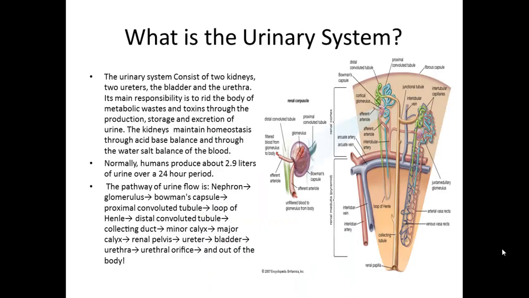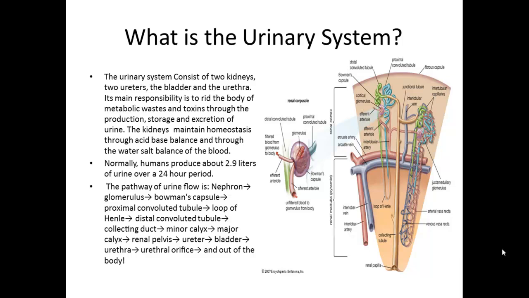What is the urinary system? The urinary system consists of 2 kidneys, 2 ureters, the bladder, and the urethra. Its main responsibility is to rid the body of metabolic waste and toxins through the production, storage, and excretion of urine. The kidney maintains homeostasis through acid-base balance and through the water-salt balance of the blood. Normally, humans produce about 2.9 liters of urine over a 24-hour period.